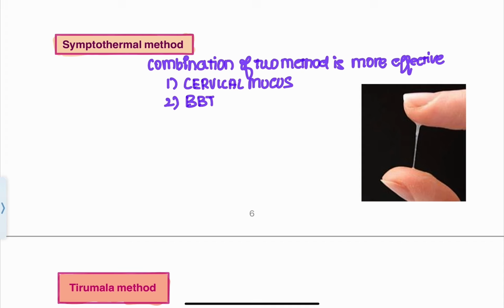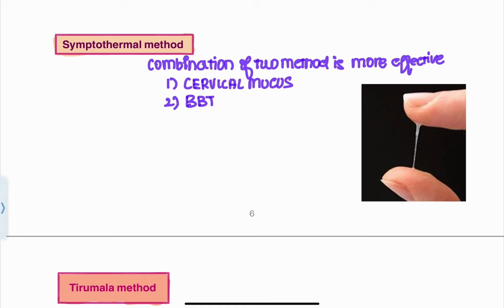Symptothermal method. The symptothermal method is nothing but a combination of two methods which we have discussed earlier: the basal body temperature and the cervical mucus or Billings method. It is always better to do two tests together in order to increase the effectiveness. Instead of doing only one test, if I combine two important tests, the effectiveness in identifying the actual date around the time of ovulation is going to be increased.